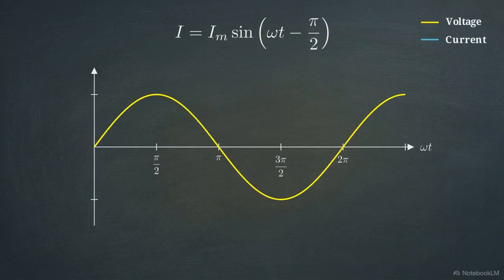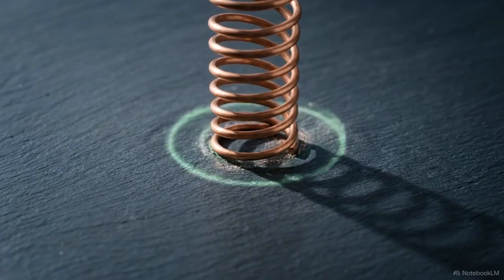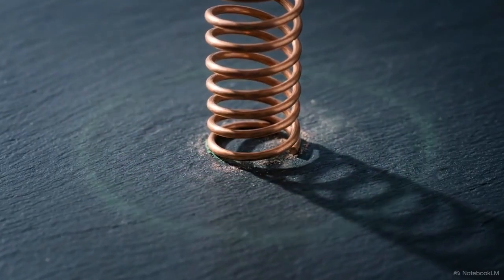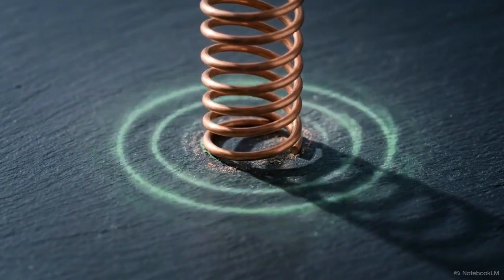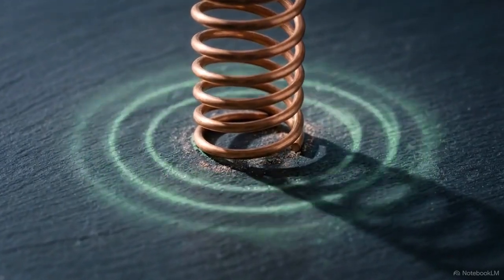Graphing the voltage wave, we overlay the current wave. Notice the delay. It crosses zero exactly a quarter cycle later. This 90-degree delay isn't a mathematical glitch. It's the direct physical consequence of the inductor actively opposing any sudden change in current flow.